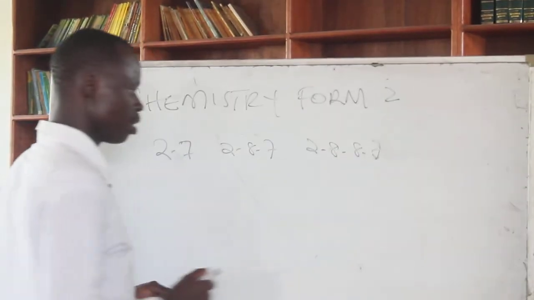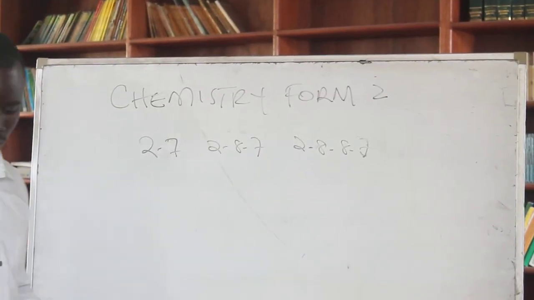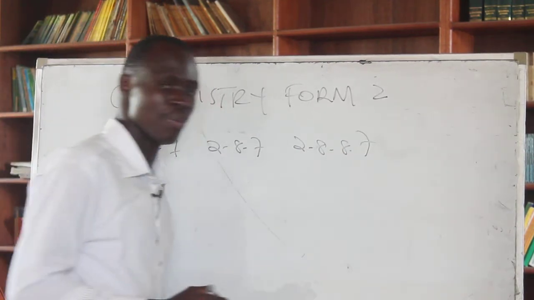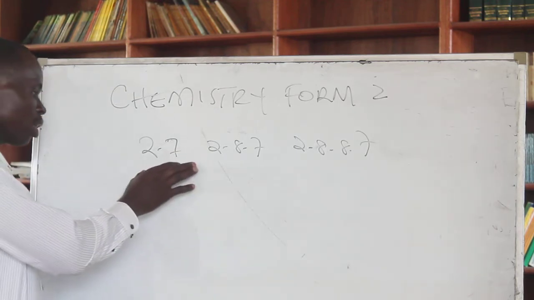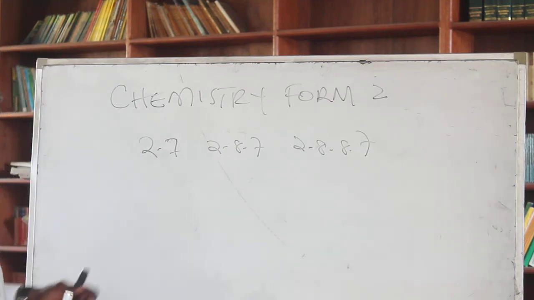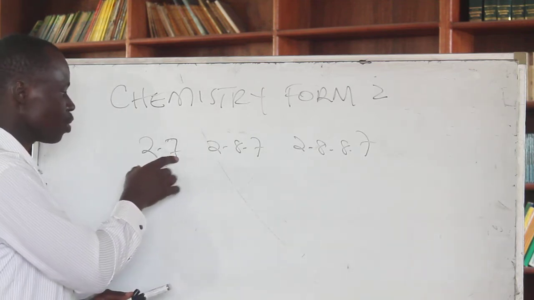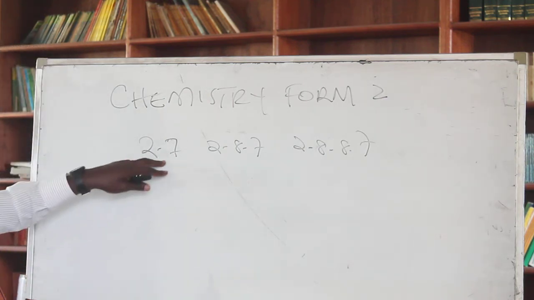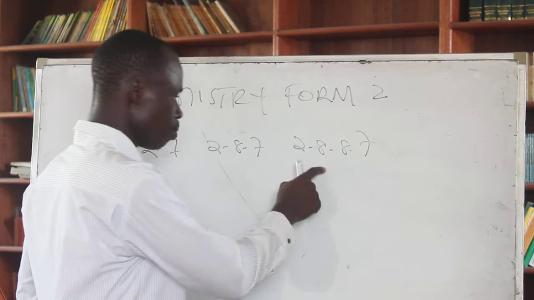Now we have got varying atomic radius here due to difference in the number of energy levels. So electron affinity depends on the number of energy levels. The smaller the atomic radius, the higher the electron affinity due to high nuclear attraction. So this electron is strongly attracted to the nucleus, and therefore it can strongly attract an extra electron, followed by this one here.